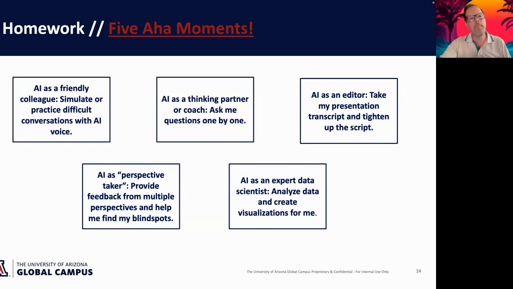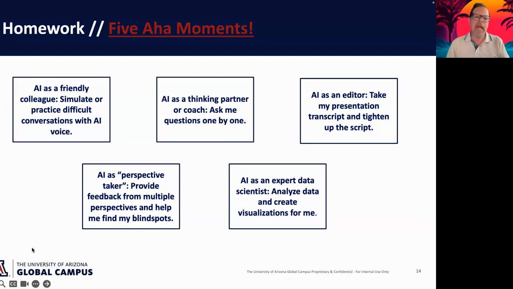And the 5 ways they talk about are using AI as a friendly colleague, to simulate or practice difficult conversations with the AI. Talk about what it is you're going to want to talk with a student about, with one of your direct reports. You could use AI as a thinking partner or coach. Tell it you want to learn more about something and to ask you questions about that thing one by one. You could use AI as an editor. You could say, take my presentation transcript and tighten up the script. I've certainly done things like that. It has resulted in mixed outcomes, but it's still a good practice.